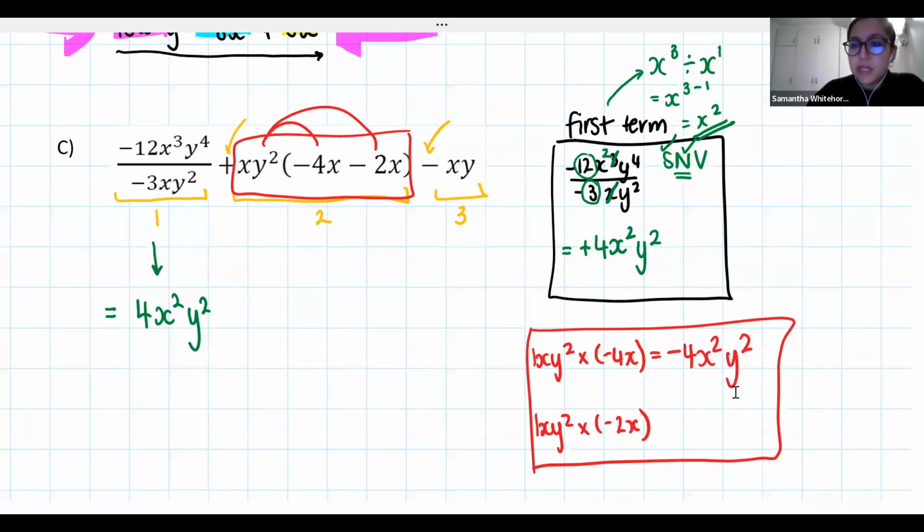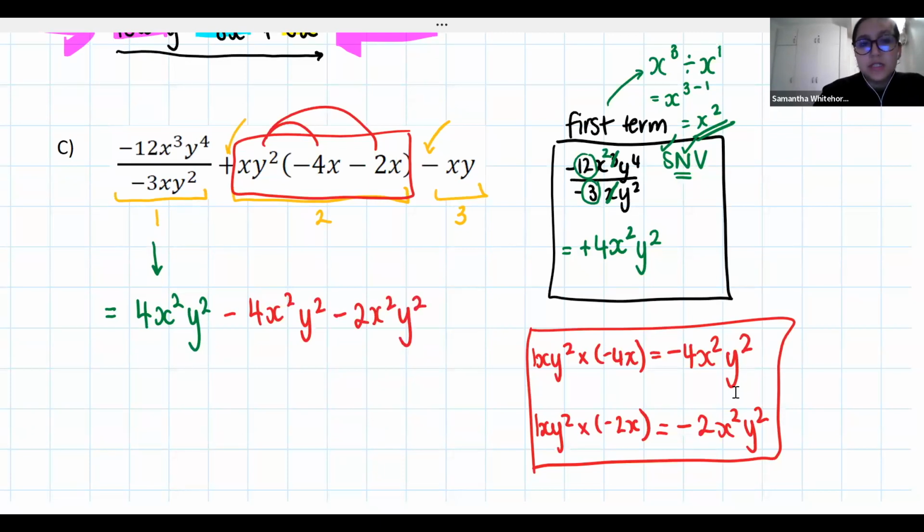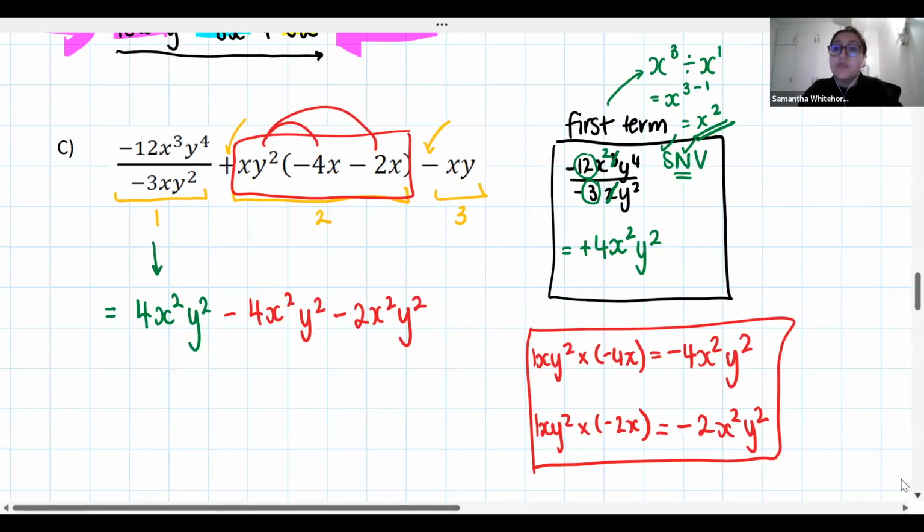In my second multiplication, positive times a negative is again a negative. 1 times 2 is 2. X times x is x squared. And then the y squared again, I can't do anything with it, so it's just y squared. So I have got minus 4x squared y squared minus 2x squared y squared. Hopefully what you see is that if we didn't see these like terms here, I now still have like terms once I've distributed. So the like terms haven't gone anywhere. It's just I'm dealing with it in another step rather than initially in the first step. If you do deal with the like terms, that is absolutely fine.